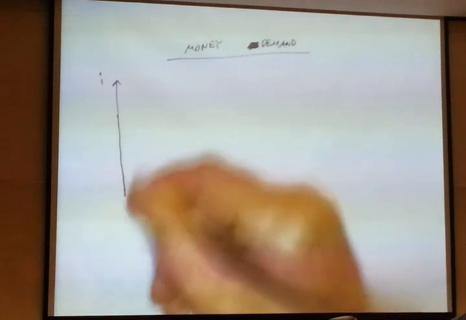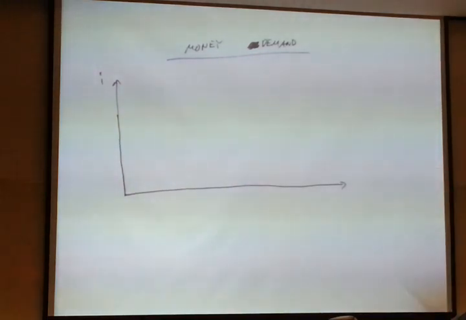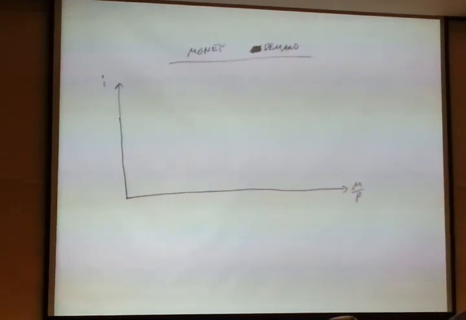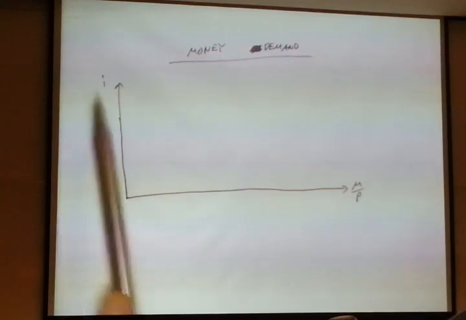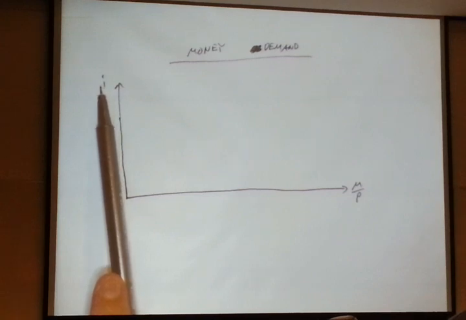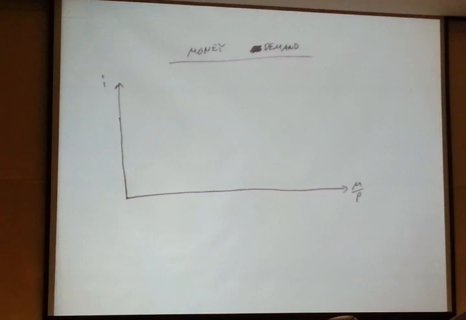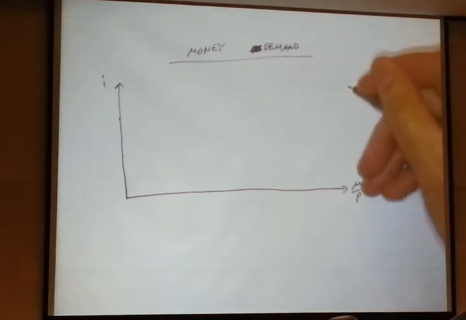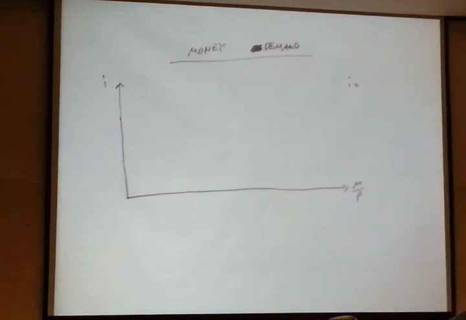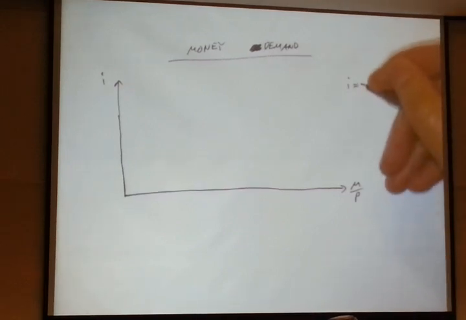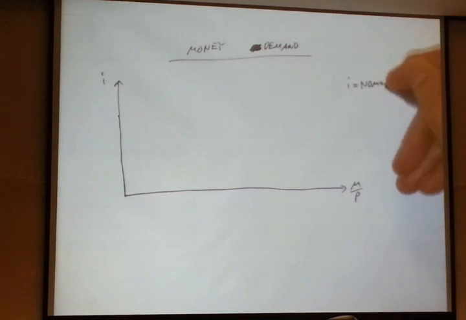So let me draw the money market, or the demand side of the money market. On the vertical axis we have an interest rate, and it's going to be the nominal interest rate. Later on in the long question, we're going to distinguish between real and nominal interest rates. So I want to try to persuade you why you should use the nominal interest rate.